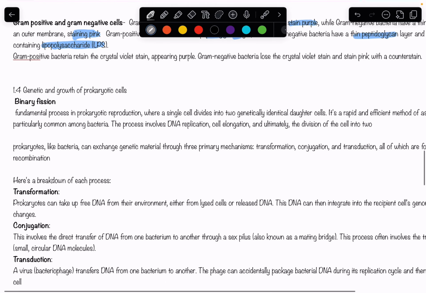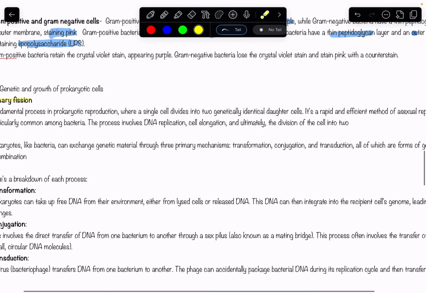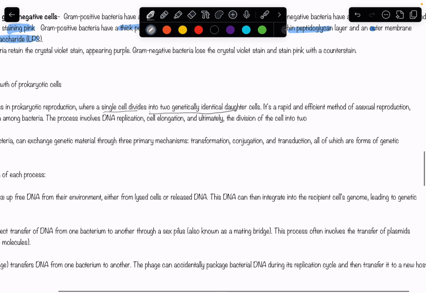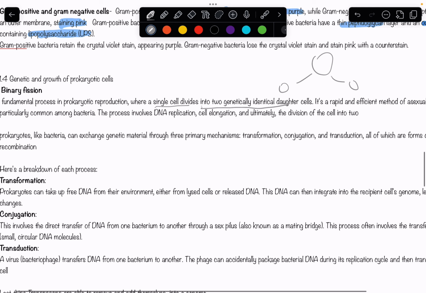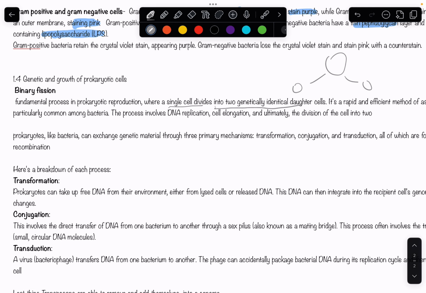So first, you need to know the main way prokaryotic cells divide is through binary fission. It's a type of asexual reproduction where cells divide into two identical daughter cells, meaning we could have one big cell that turns into that. It is very quick and very effective, and it's very common among bacteria, but also other types of prokaryotic cells.